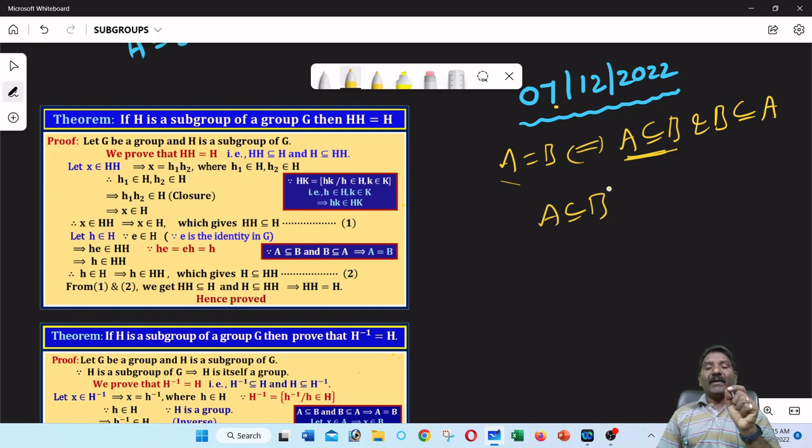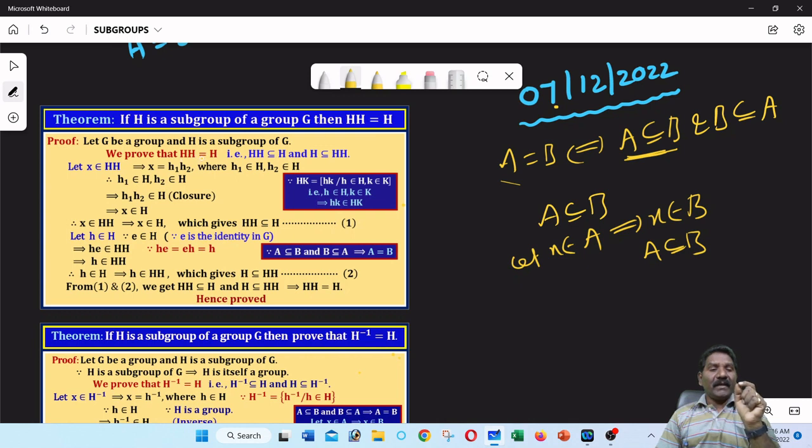ఏలో ఉండే అన్ని మూలకాలు Bలో ఉండాలి అంటే మనం ప్రూవ్ చేసేటప్పుడు ఏలో ఒక ఎలిమెంట్ తీసుకోండి. లెట్ X బిలాంగ్స్ టు A అని తీసుకొని అదే X అనే ఎలిమెంట్ Bలో ఉందని చెప్పగలిగితే X belongs to A gives X belongs to B, then we write A is subset of B. ఏలో ఉండే మూలకాలన్నీ Bలో ఉన్నాయని ప్రాక్టికల్గా ప్రూవ్ చేయాలి. ఇక్కడ ఈ థియరంలో మనం HH is equal to H అని చెప్పాలి. We prove that HH is equal to H. HH is equal to H means HH is subset of H and H is subset of HH అని మనం ప్రూవ్ చేయగలిగితే మన HH is equal to H అవుతుంది.